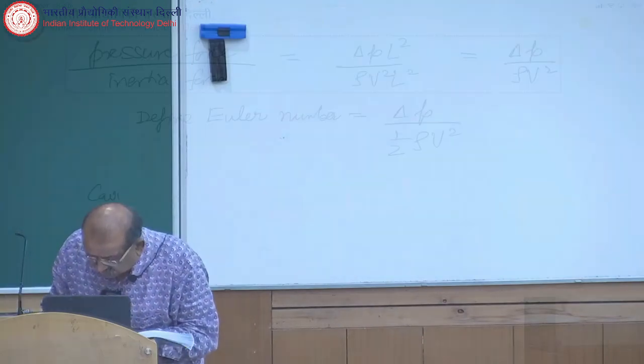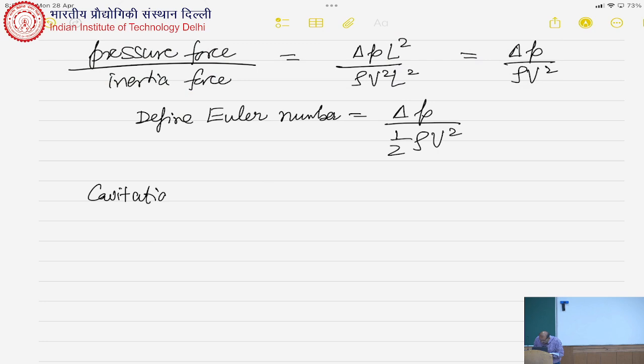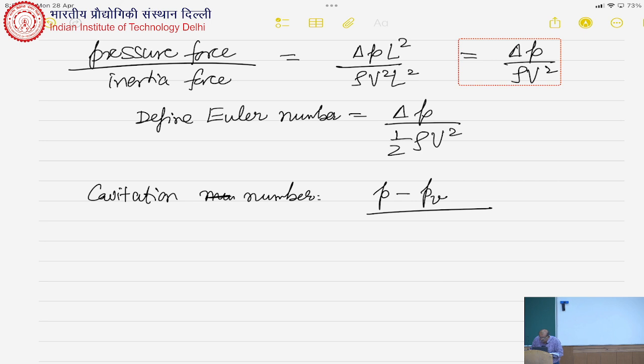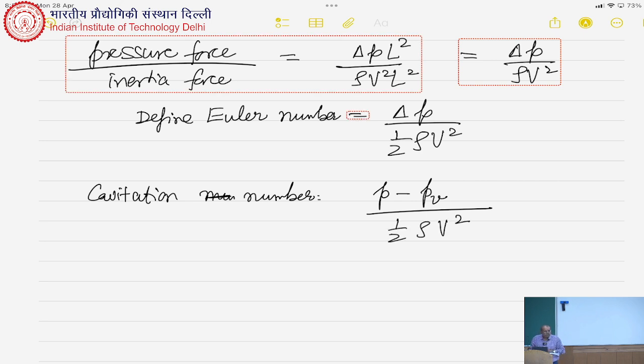Then there is another number called the cavitation number, and this is equal to P minus the vapor pressure divided by half rho V square.